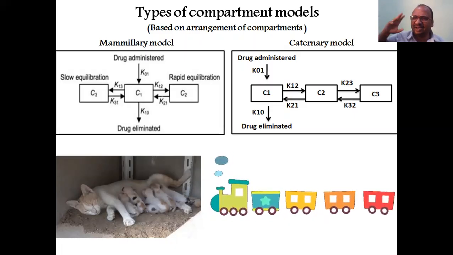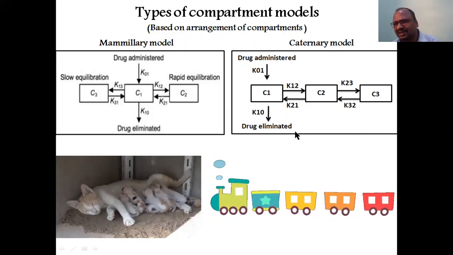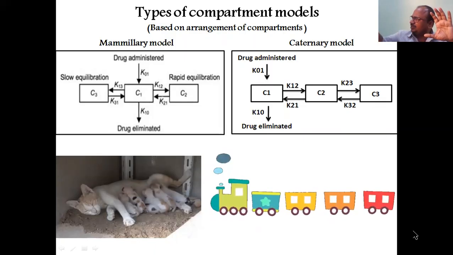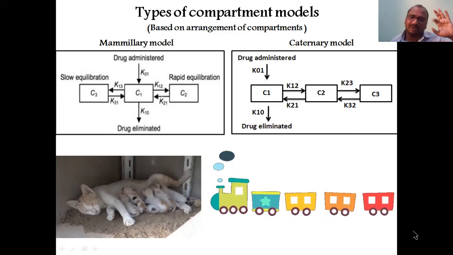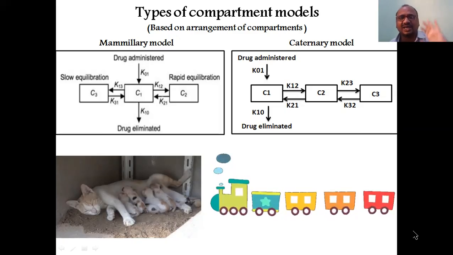See, C2 is a peripheral compartment, C3 is a peripheral compartment. C2 has a link with C1, whereas C3 does not have a direct link with C1. C3 has a link with C2. If C4 is there, C4 has a link with C3. Like that, first the main compartment, then next compartment, next compartment. It goes on like that. Only one compartment has a direct link with the main compartment, the central compartment, just like a main engine, a rail engine.